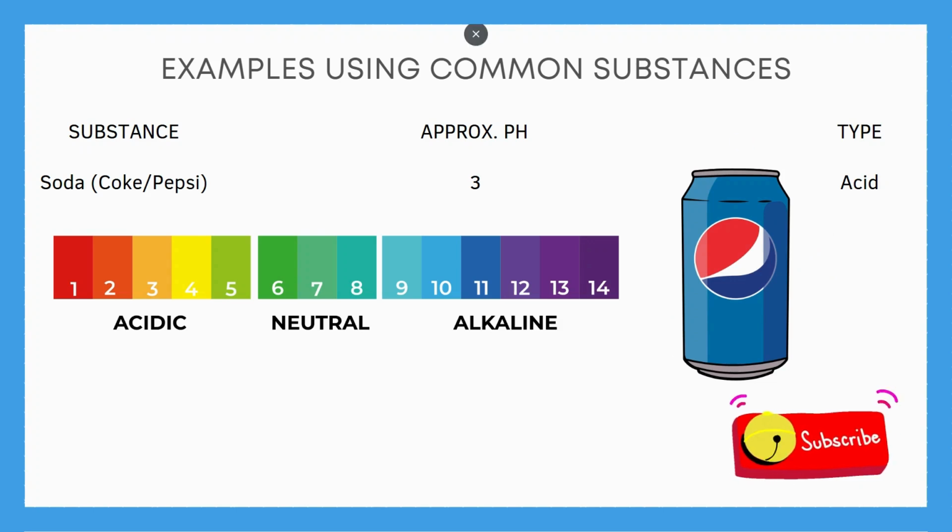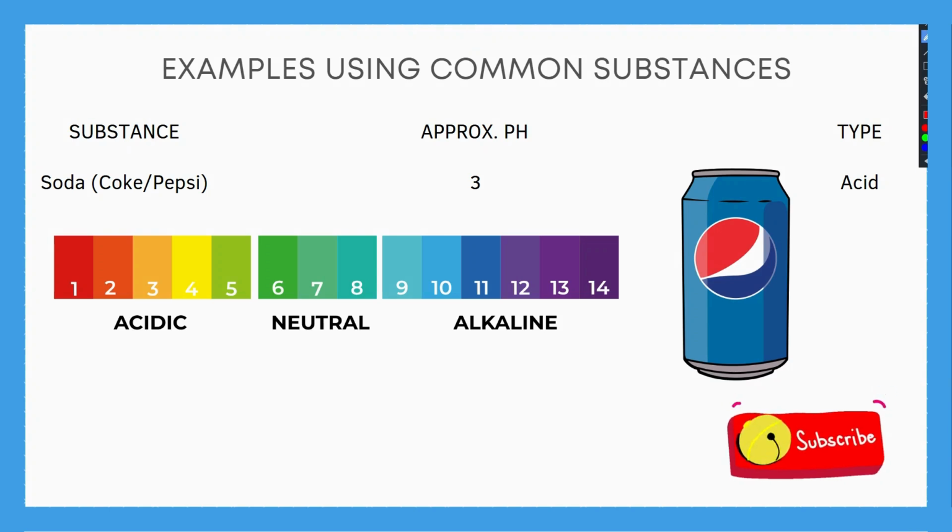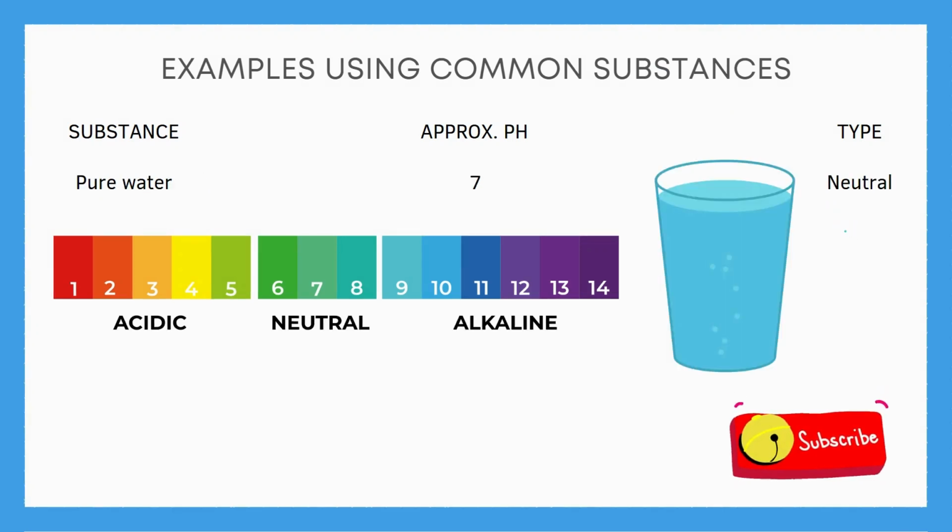The next substance is soda, Pepsi, or Coca-Cola. It has the approximate pH value of number 3, and number 3 is also somewhere around here, and that makes it also an acid. So you can see acids are not just limited to substances that you can find in a chemical laboratory. They are also substances that we use and even consume in our day-to-day activities.